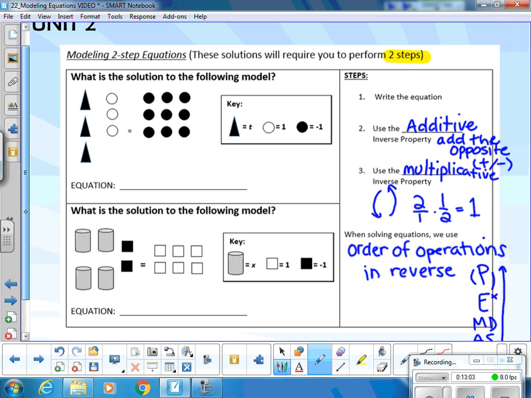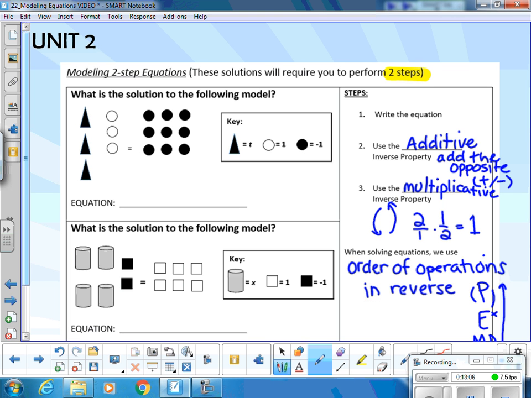So if we go back up here to our example, let's look at what we have. Use your key. We have 3 triangles, and each triangle is a T. So if we have 3 triangles, that means we have 3T. And then here we have 1, 2, 3, and these are positive, so that is a +3. Over here we have, I won't be able to write this because they're dark, 1, 2, 3, 4, 5, 6, 7, 8, 9, and they're negatives.